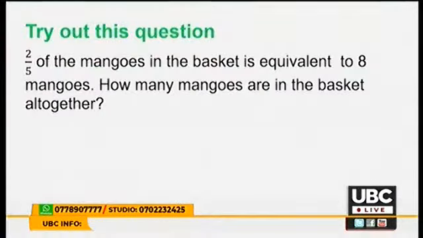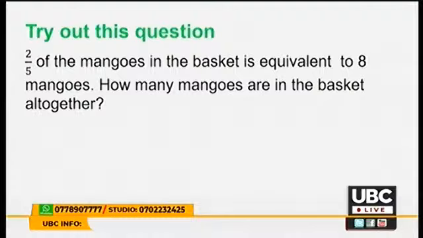So we are now assuming that the 5 equal parts are going to represent our mangoes. So let's get back to the question. What does the question say? The question says 2/5. That's why we have made 5 parts. 2/5 of the mangoes in the basket is equivalent to 8 mangoes.